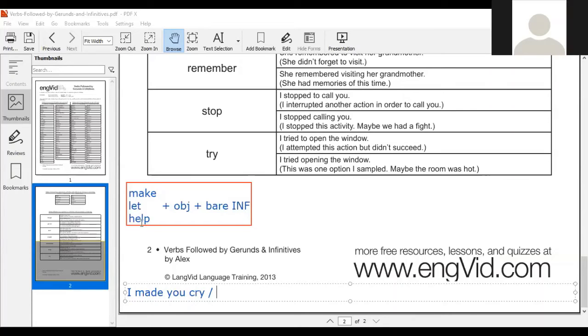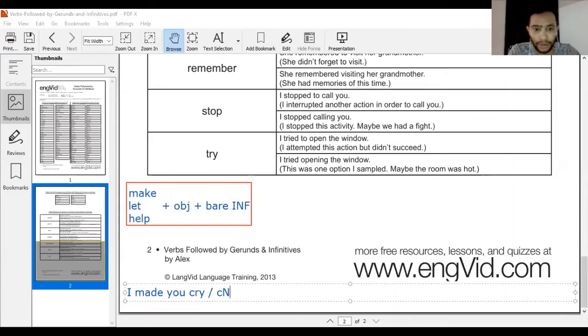So, estos tres verbos aquí usan ese patrón. Objeto, que ya saben que es ya sea la persona o la cosa que recibe la acción, en este caso you, I made you, y el verbo infinitive, es decir, el verbo sin ninguna preposición, to, o sin ningún gerund ing, right? El verbo solo. I made you cry. Same thing happens with let.